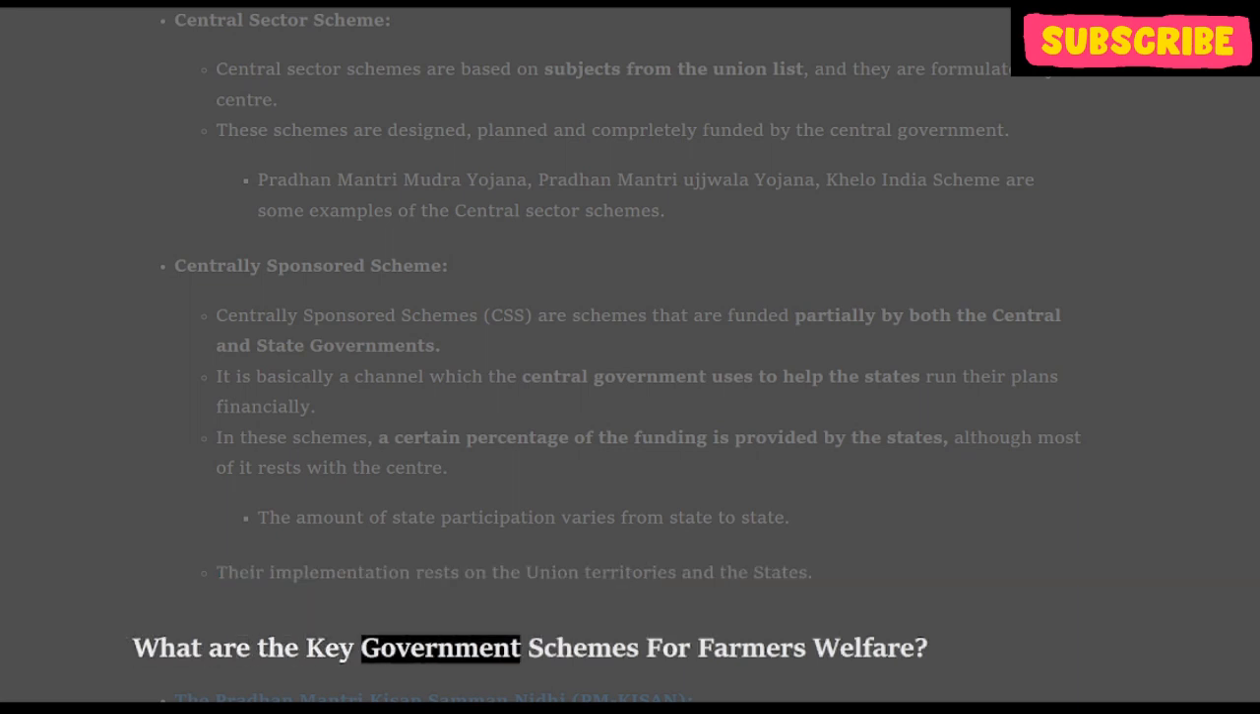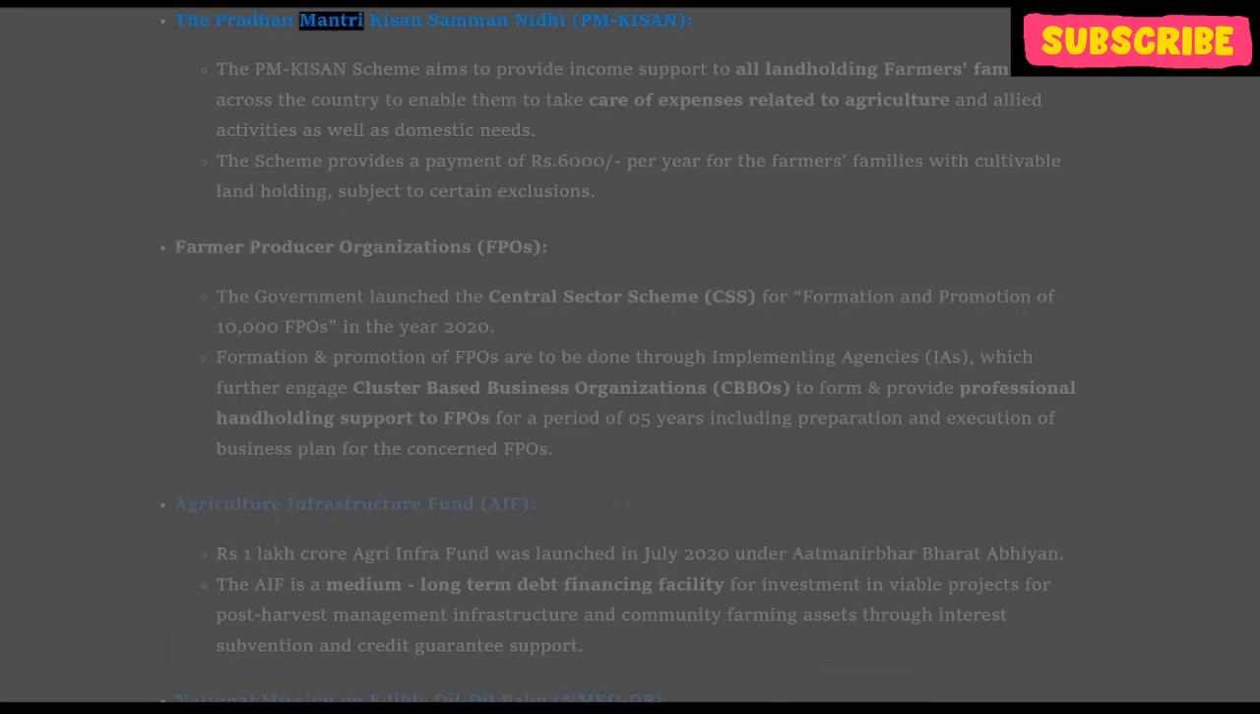What are the key government schemes for farmers' welfare? The Pradhan Mantri Kisan Samman Nidhi, PM Kisan. The PM Kisan scheme aims to provide income support to all landholding farmers' families across the country to enable them to take care of expenses related to agriculture and allied activities as well as domestic needs. The scheme provides a payment of Rs 6,000 per year for the farmers' families with cultivable land holding, subject to certain exclusions.